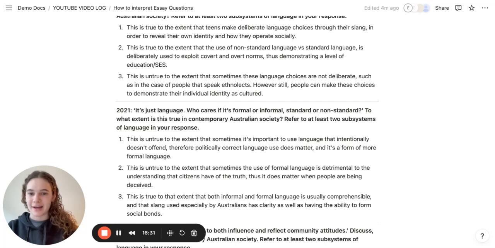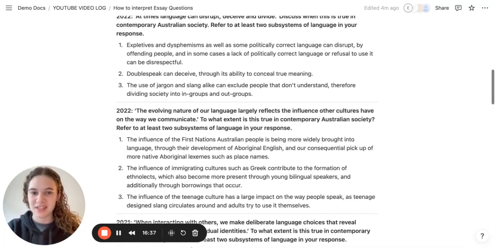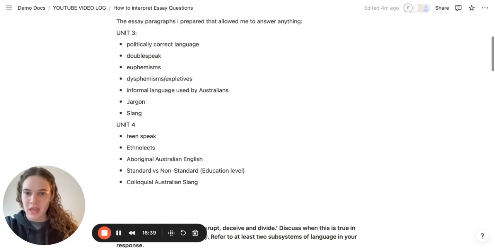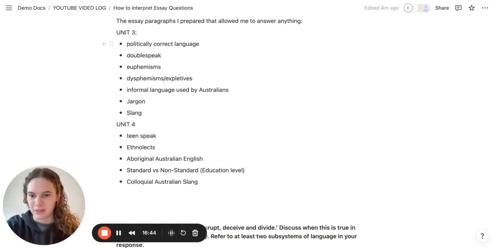So this is untrue to the extent that sometimes it's important to use language that intentionally doesn't offend. They're talking about politically correct language there. So this is back to unit 3. Politically correct language is important. It matters, right? It matters whether you offend people or don't offend people.